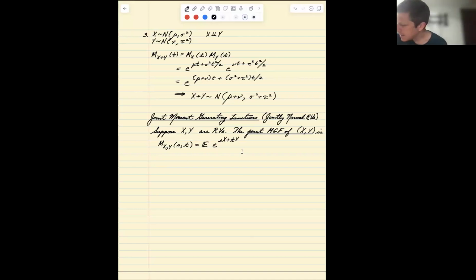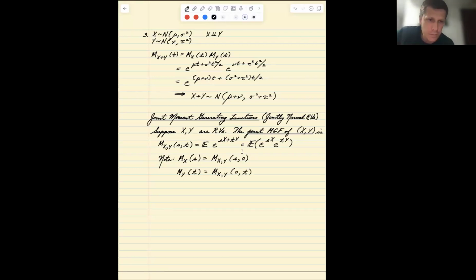And this can also be expressed as the expectation of the product, e to the sX, e to the tY. Now, this is the product of the marginals in the event that X and Y are independent, but if they're not independent, then it won't be a product, right? So note that the marginal moment generating function of X can be obtained from the joint by just making the second argument 0. The moment generating function of Y can be obtained from the joint by making the first argument 0.